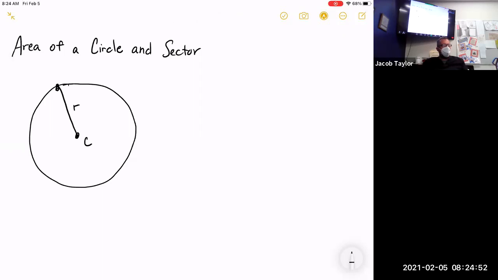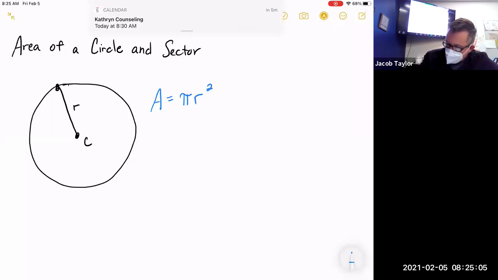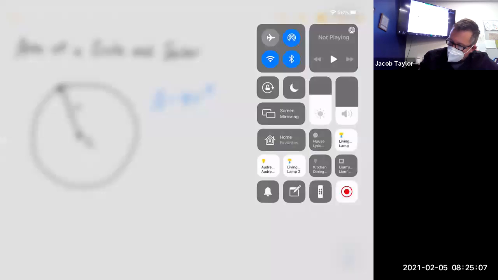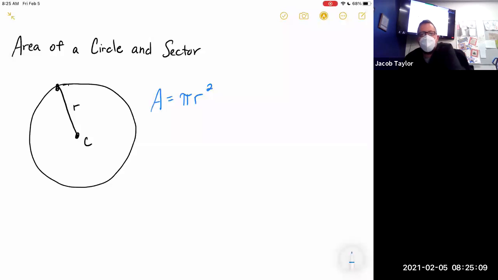Hey, speaking of pie, how do I find the area of an entire circle? Pi r squared. Circumference was 2 pi r. Pi r squared is close to that. We've still got a 2 and a pi and an r. Just now the 2 is an exponent instead of a coefficient. Thank you.